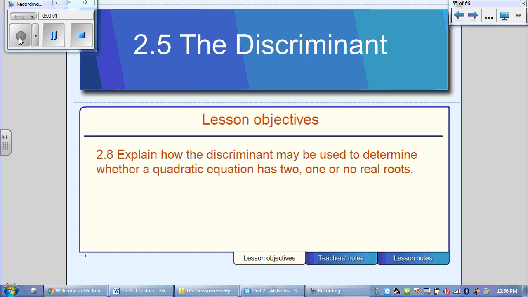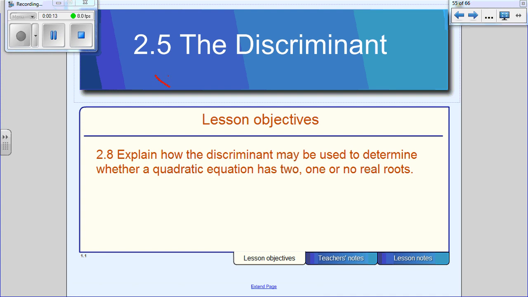A little bit of a head start, and you guys have been using the terminology of the discriminant really well already. So where's the discriminant found? Like, where does it come from? Under the root sign. It's under the root sign when you look at your quadratic formula.